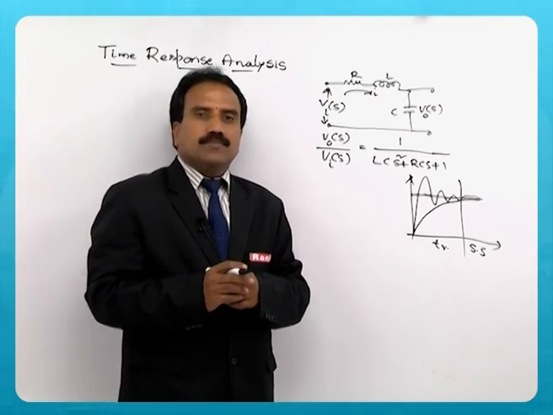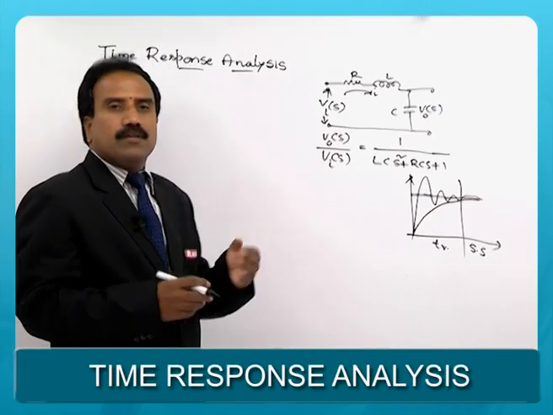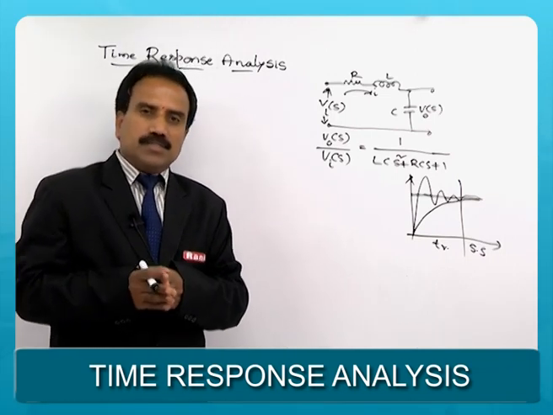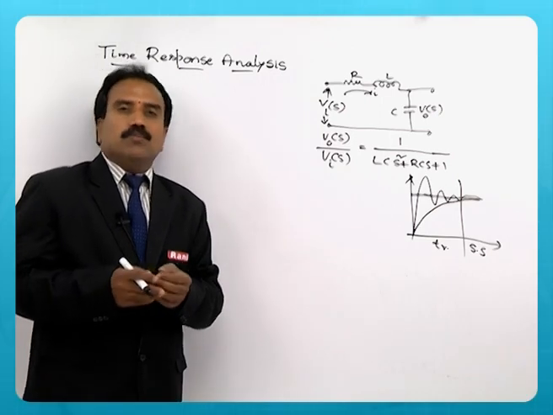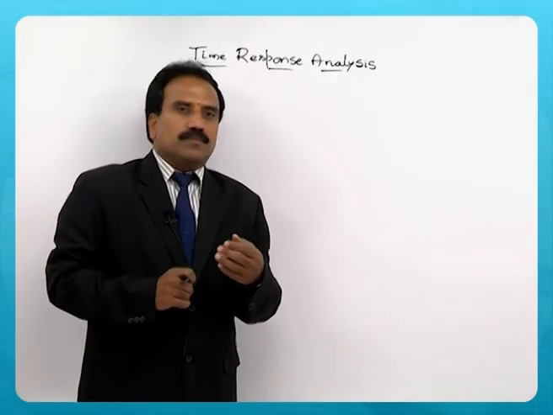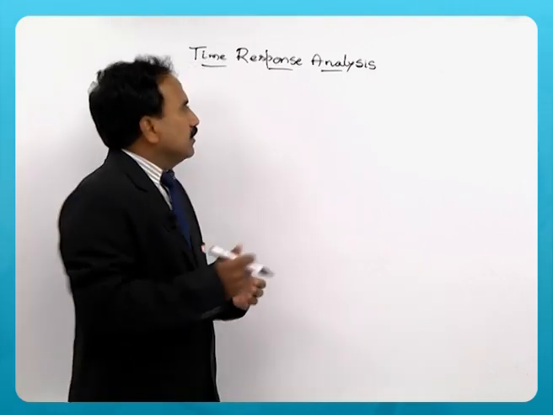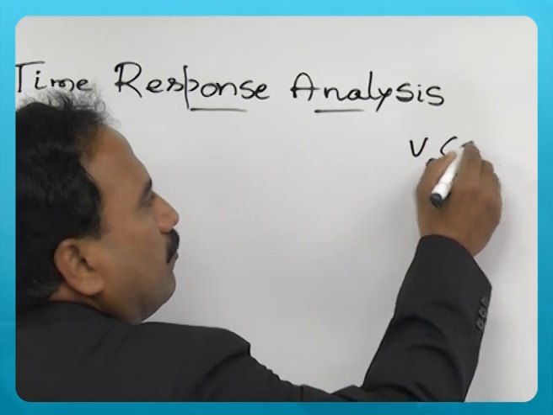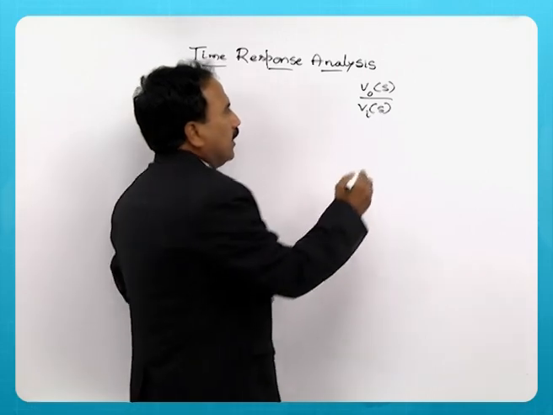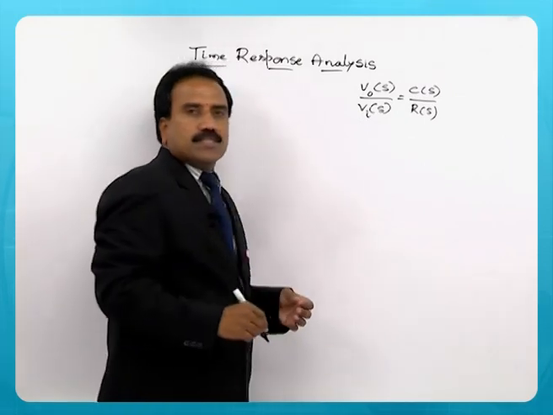We need to analyze the time response of a first order system and a second order system in terms of some specifications, and then see how to modify the system to give the best performance. As I indicated, in time response analysis, for an electrical system it will be given by V0 of s by Vi of s, and in general it is represented by C of s by R of s.